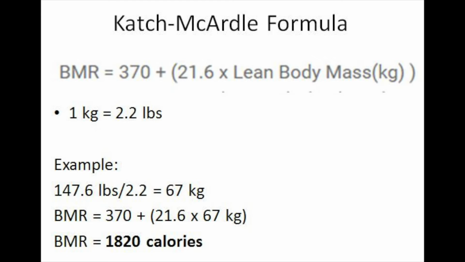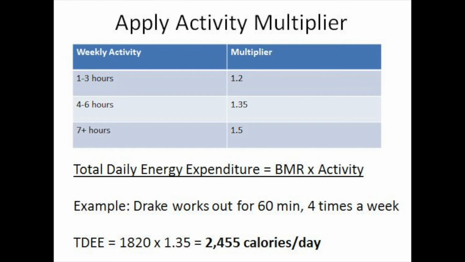A basal metabolic rate is an estimate of how many calories you would burn at rest. And for Drake, at this body fat percentage, it's around 1,820. From there, we're going to use an activity multiplier. You'll see on the left there your weekly activity in hours and then its corresponding multiplier. In this example, we're going to assume that Drake works out for 60 minutes a day, 4 times a week.